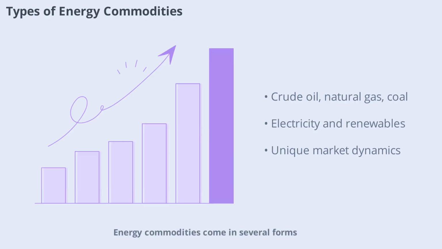Energy commodities come in several forms, each with unique characteristics and uses. The most common types are crude oil, natural gas, coal, and electricity. Recently, renewable sources like solar, wind, and biofuels have also gained importance. Each type of energy commodity has its own market dynamics, influenced by factors such as extraction costs, transportation, and environmental regulation. By understanding the differences between these commodities, we can better appreciate how energy markets operate and why certain sources are favored in different regions.